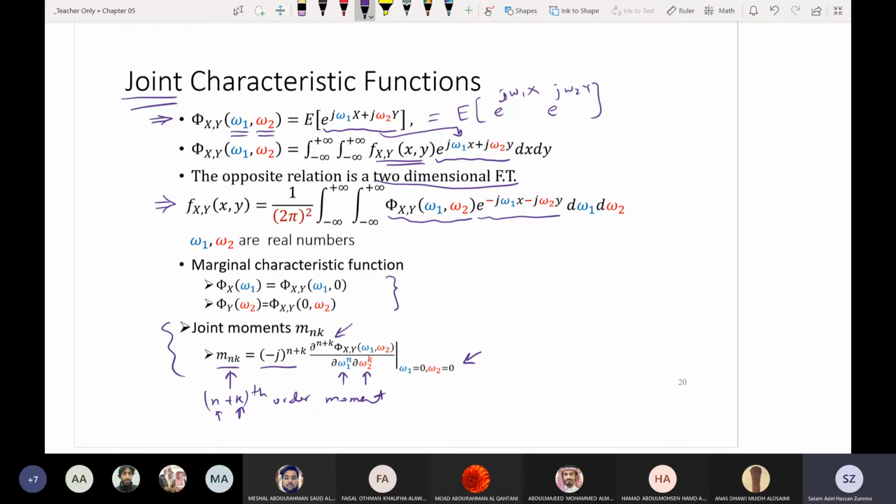As for the relationship between the joint characteristic function and the marginal characteristic function: the marginal characteristic function is equal to the joint when you set omega 2, for example, to 0, you get the marginal for x. While when you set omega 1 to 0, you get the marginal of y. As simple as that. Okay.